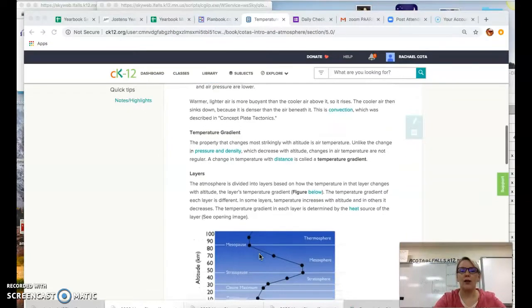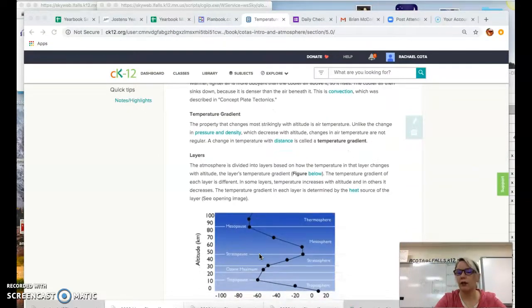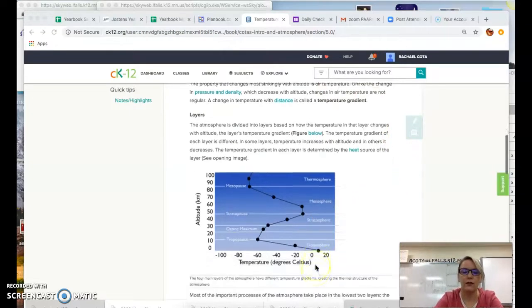The property that changes most strikingly with altitude is air temperature. We talked yesterday about how pressure also changes with altitude, right? The most air pressure is down at the ground because you have that whole column of air weighing down on us. So pressure decreases as we go up and it stays next to nothing all the way up into space. But temperature is not quite so simple. It goes back and forth for a variety of reasons.